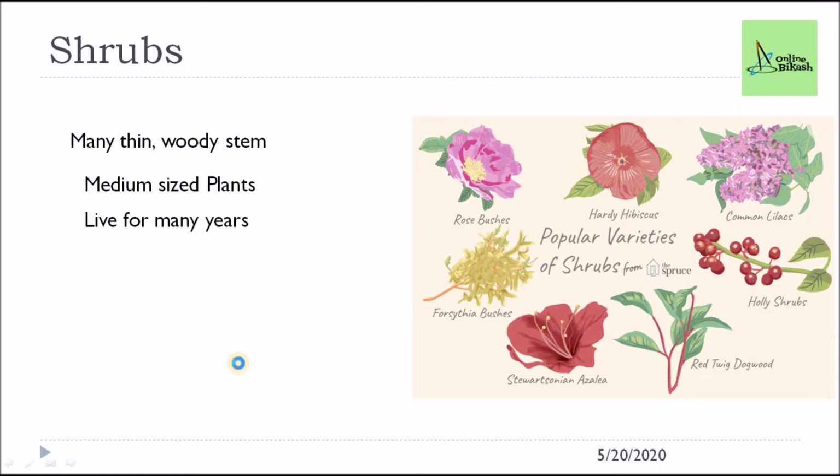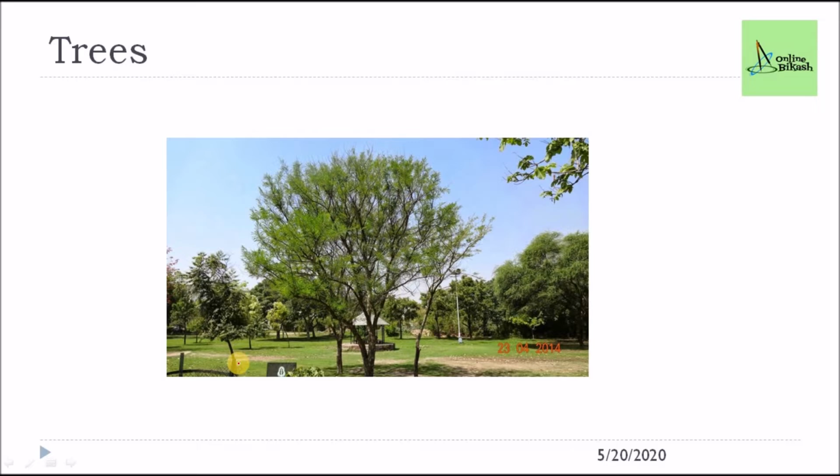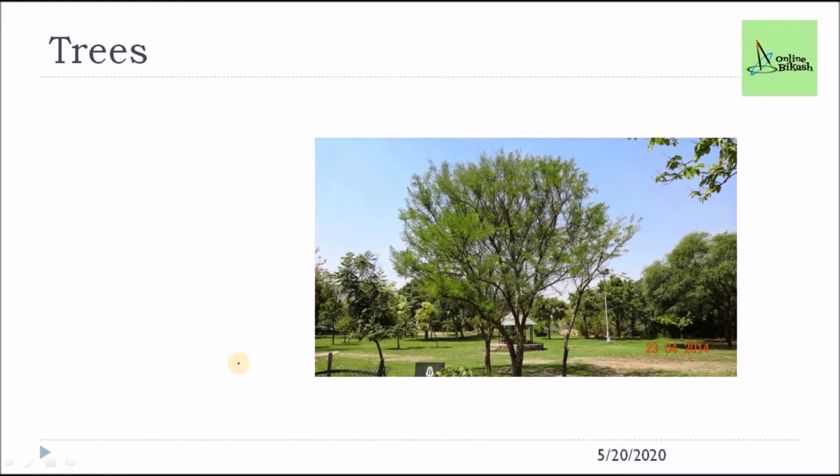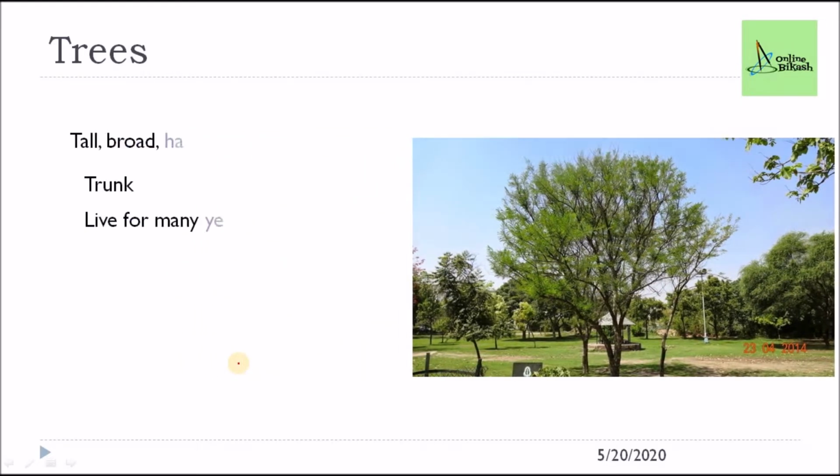Now this is a big tree. This is an amla tree, and we consider a plant to be a tree when it has a tall, broad, hard and woody stem. The stem of a tree is called a trunk, and we know that trees live for many years.